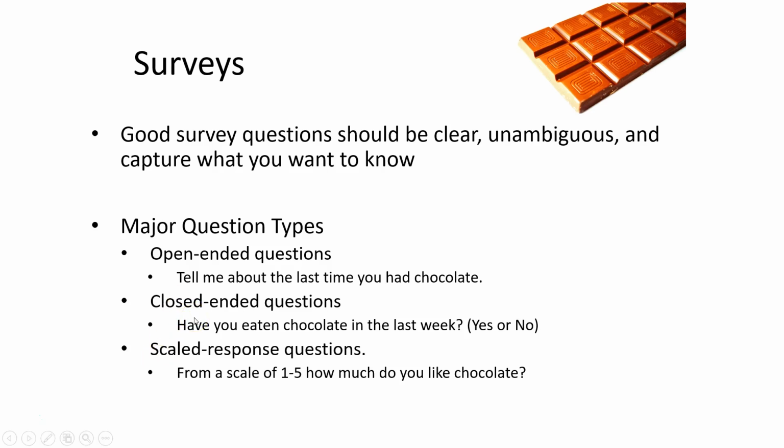Close-ended questions. This is where there are a set of predetermined responses. So, have you eaten chocolate in the last week? Yes or no. Scaled response questions are also a matter of predetermined responses, but they have a scale. So from a scale of 1 to 5, how much do you like chocolate? The latter two, closed-ended and scaled responses, are easy to quantify. But you have to make sure you actually have good responses, that your survey participants understand the questions in the same way. Your book has a wonderful list of different forms for this, so I highly recommend you see what they do.